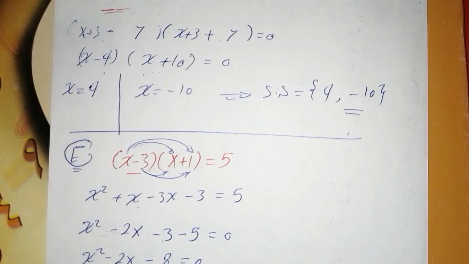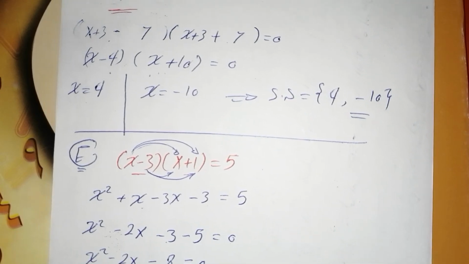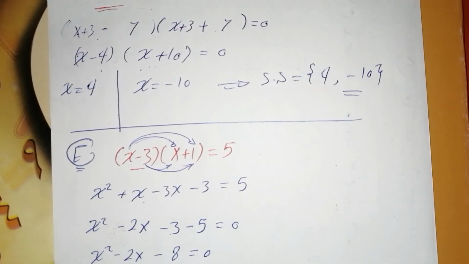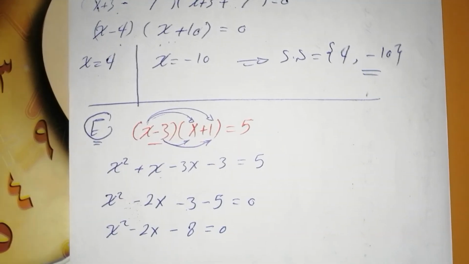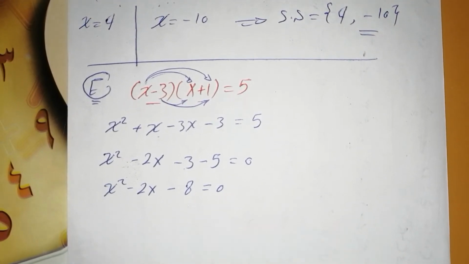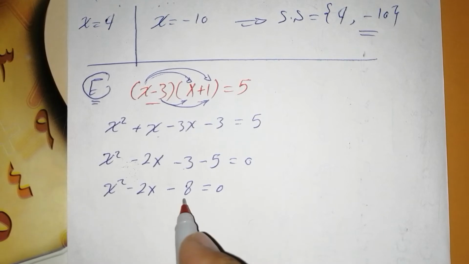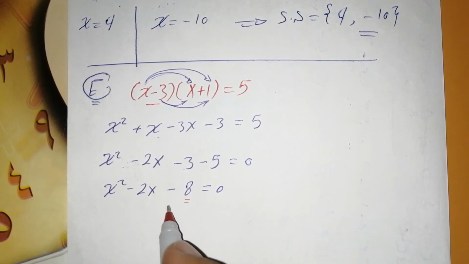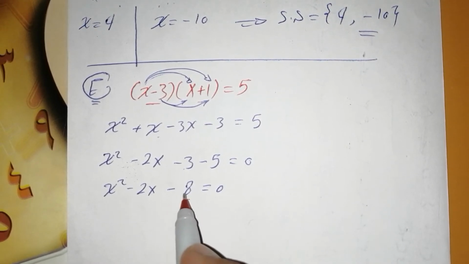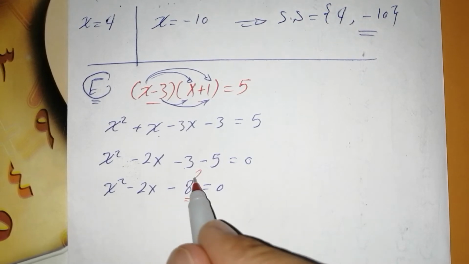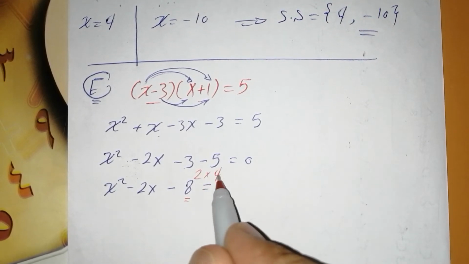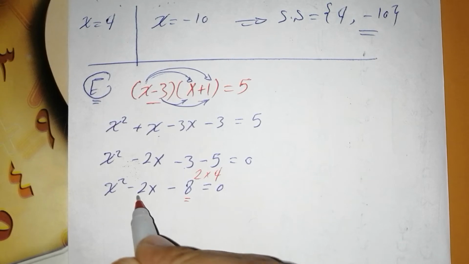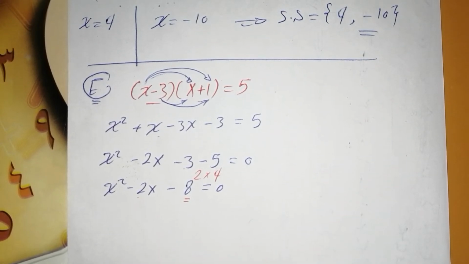So x squared minus 2x minus 3 minus 5, which is minus 8, equals 0. And then we factorize it as a trinomial. How do we find the factorization of a trinomial? Let's remember together. We have 8, and the factors of 8 are 2 and 4, and the difference between 2 and 4 is 2. 4 minus 2 equals 2. So 2 and 4 can be used.